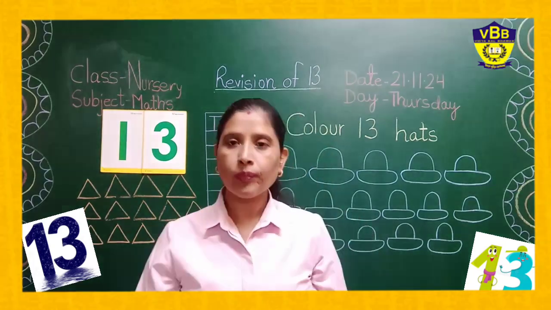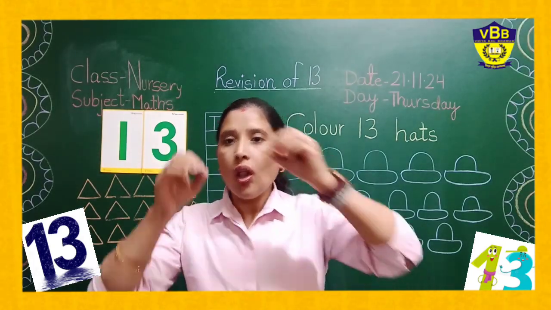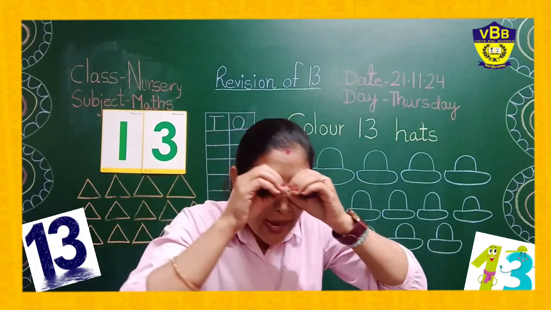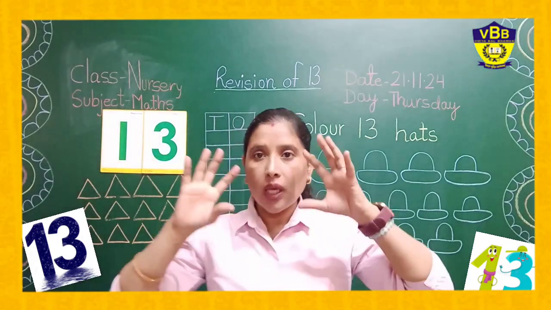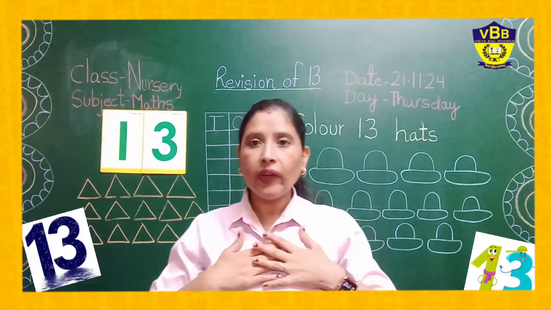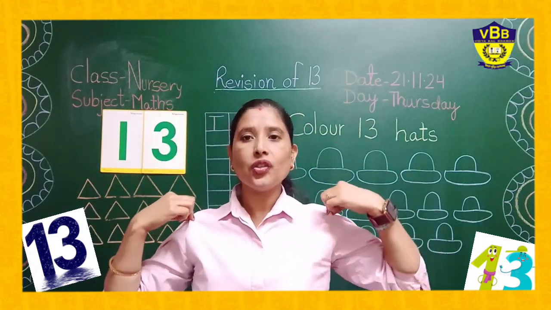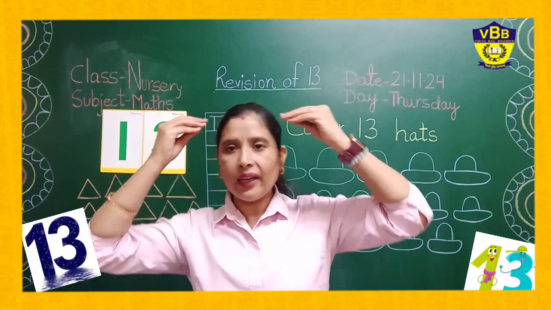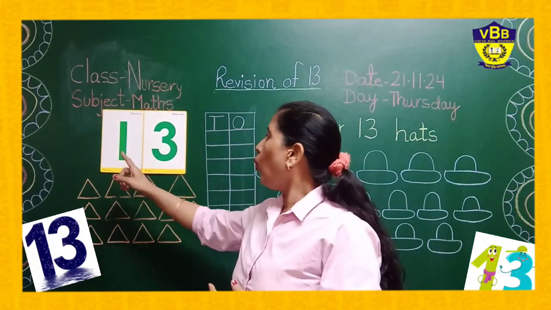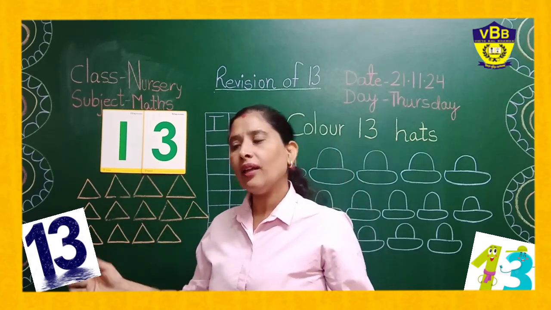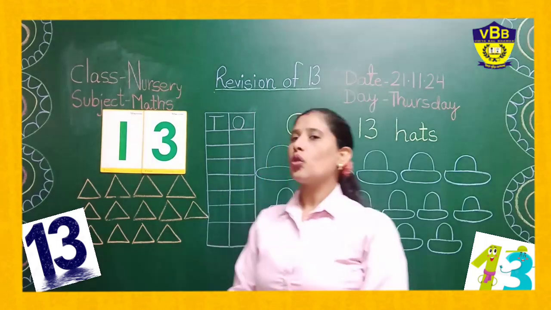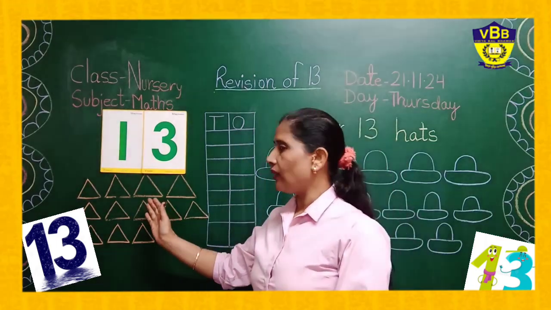Let's start. Hey you kids, look at me. Hey you kids, look at me. I am a scary zombie. I am a scary zombie. I wear a black hat and a jersey. I wear a black hat, a jersey. And I love number 13. 1, 3, 13. 1, 3, 13. Very good. Now let's do the counting of triangles.